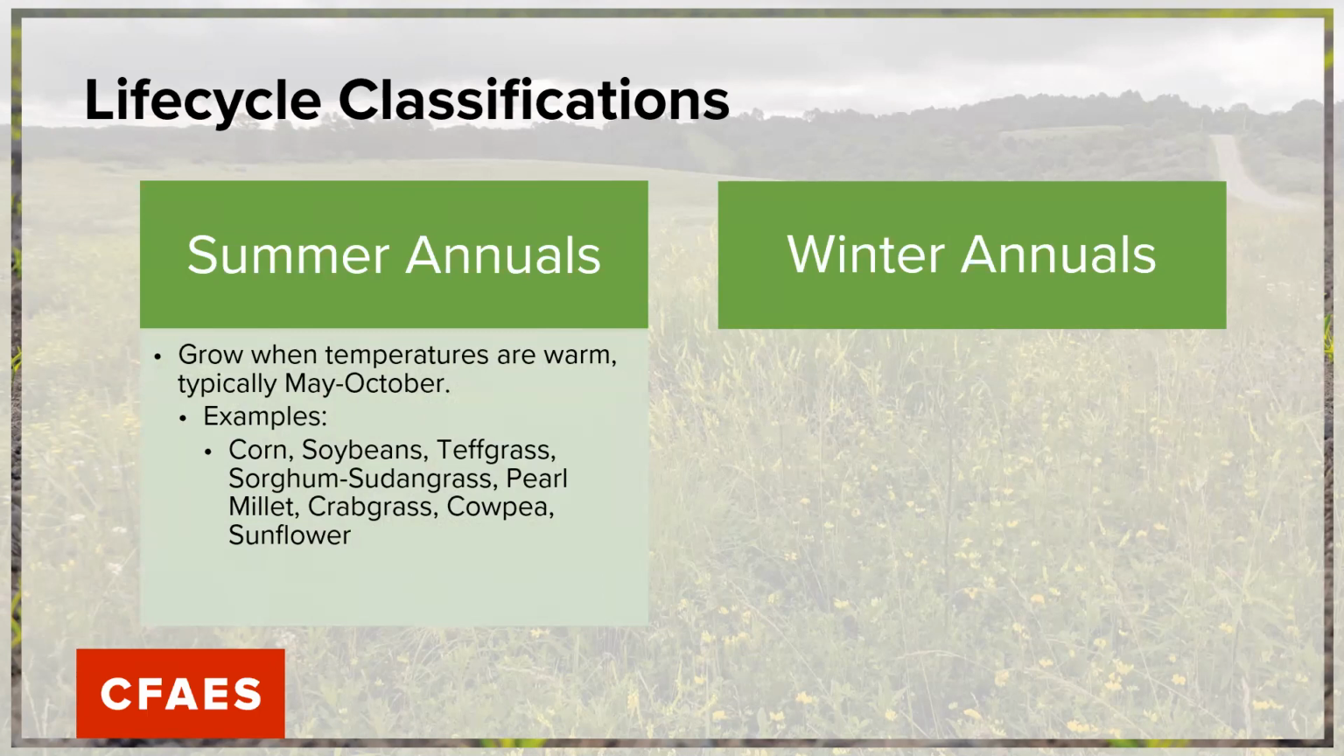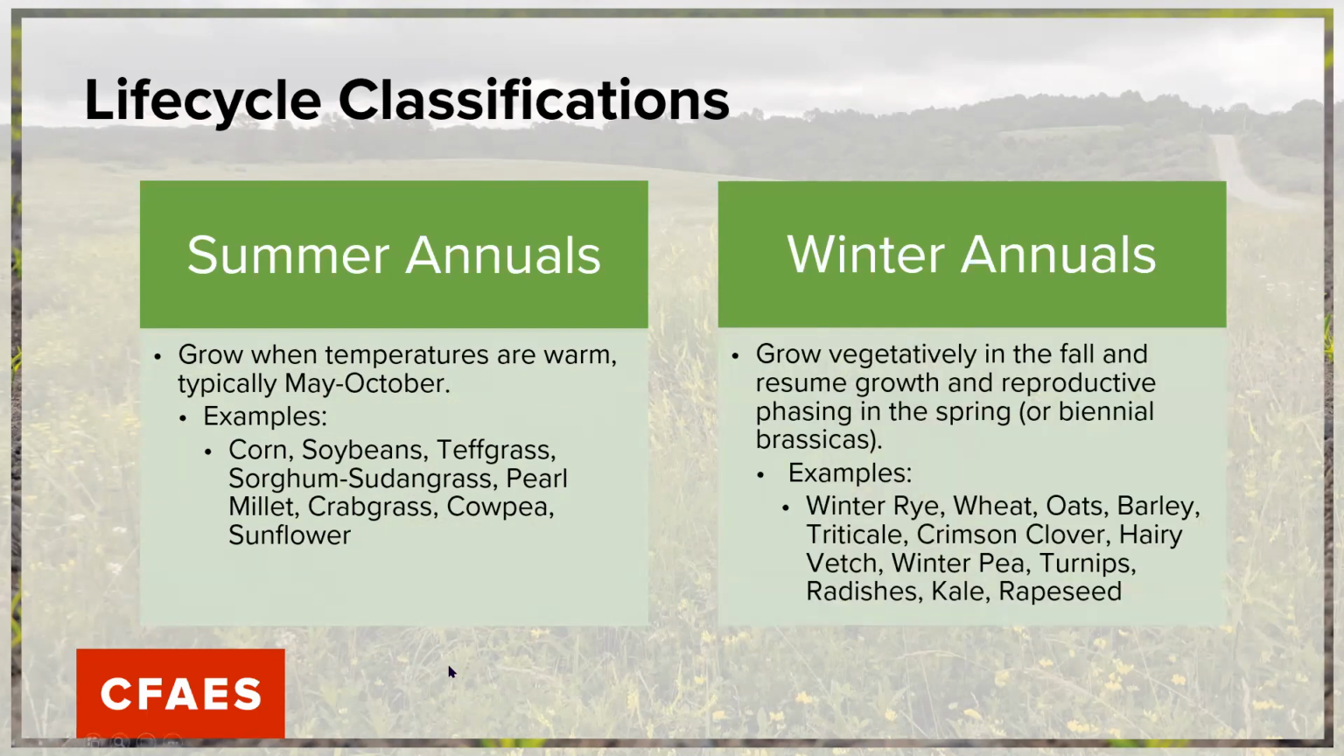In order to get this seed to germinate and take off, we need to have soil temperatures that are above 65 degrees to get good germination. And then our winter annuals, they're kind of the opposite. These plants are going to grow vegetatively in the fall, and then they'll pause their growth through the winter and resume again in the spring.